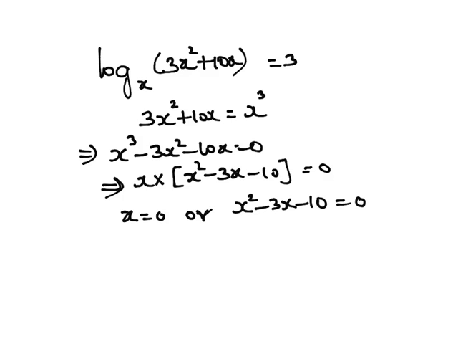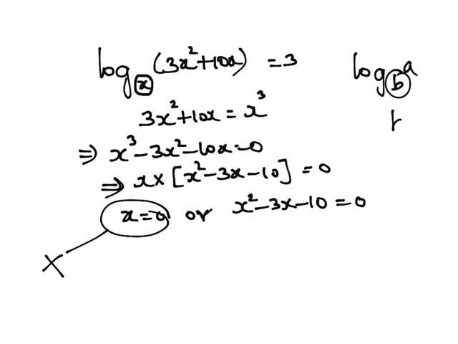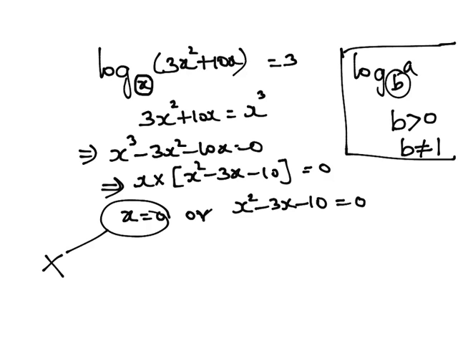Now we know that this is not possible, isn't it, students? Because if x is 0, then the base will be 0. And we know that when we say log a to the base b, this b has to be positive and b cannot be equal to 1. So this is very important. We need to remember this. And also this a should be positive, isn't it? A should always be positive. Okay, so this answer is not possible.